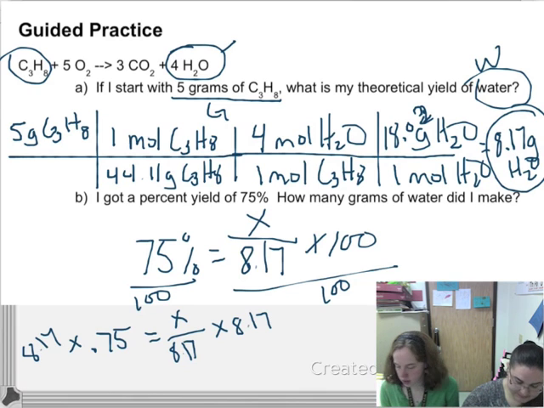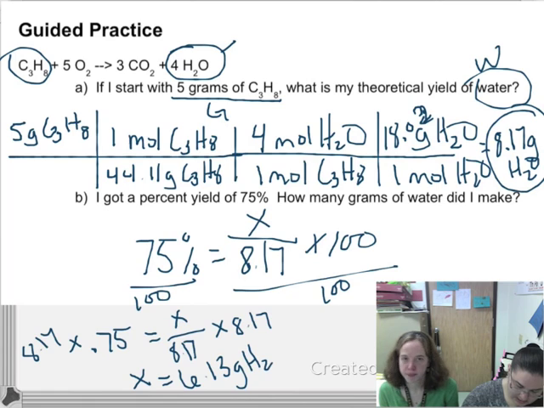And so that is going to get us 6.13 grams of water as my actual yield. Yay! All right, see, not that tricky.